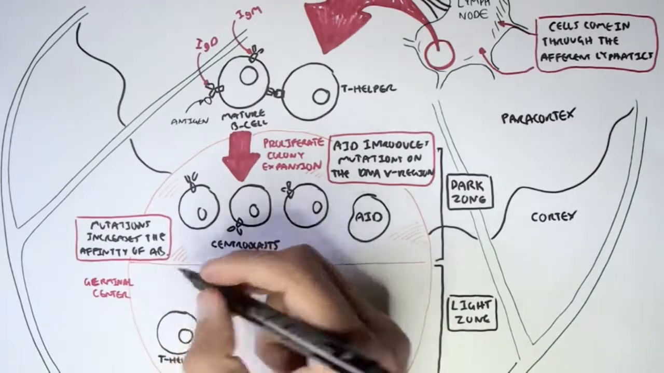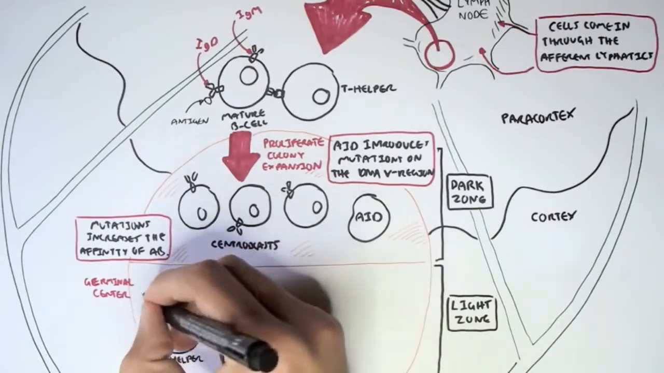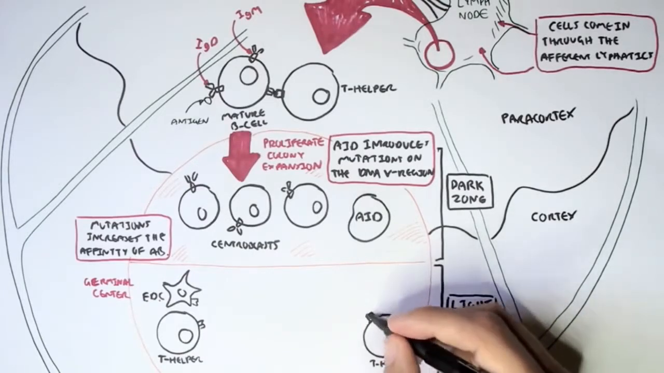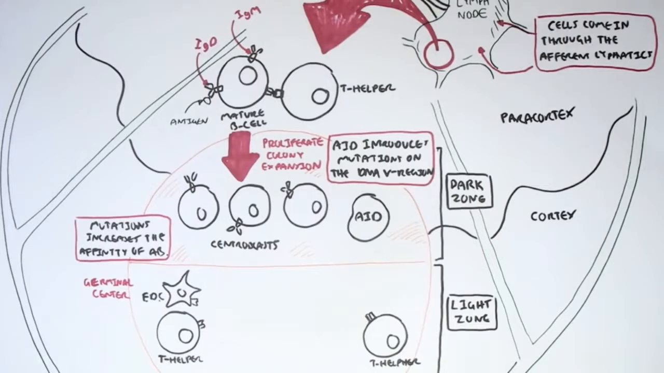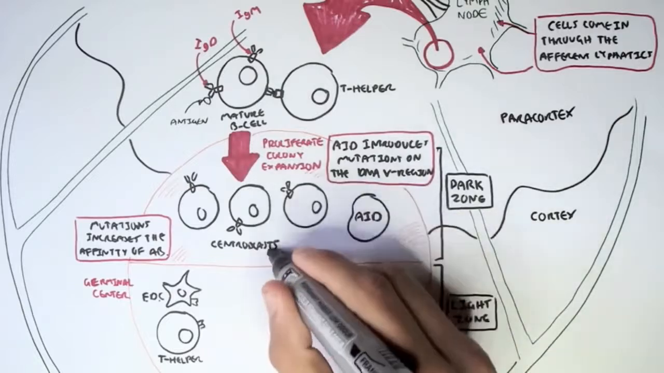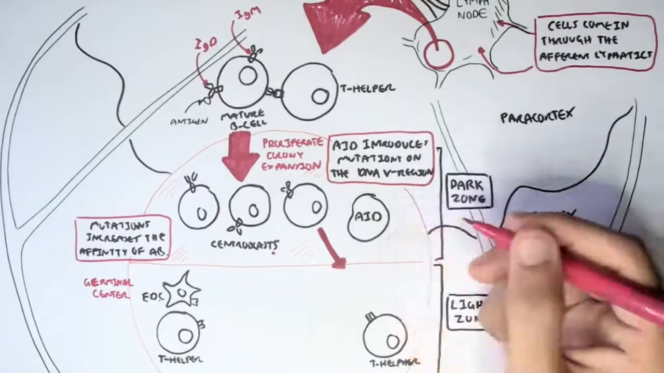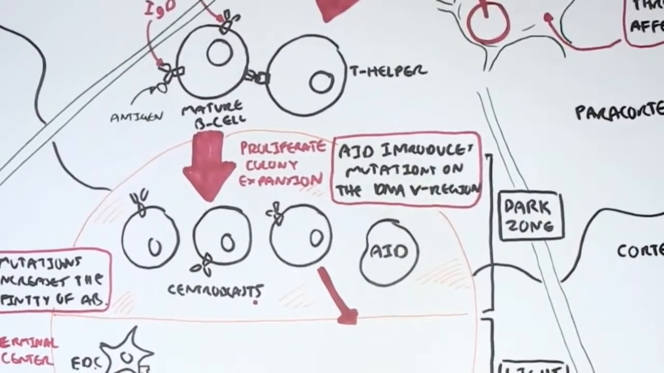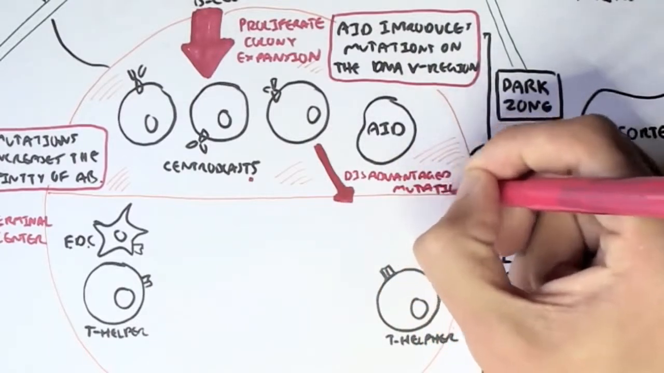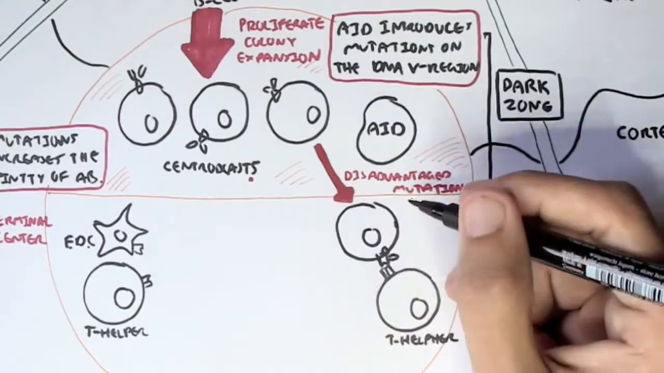Now, in the light zone of the germinal center, we have other types of cells, such as follicular dendritic cells, FDC, and T helper cells, with the antigen presented to the mature B cell in the first place. Now, what happens is the centroblasts will move from the dark zone into the light zone, where they will become centrocytes. So, for example, if this particular centroblast had a disadvantageous mutation through hypermutation, it will move into the light zone and become a centrocyte.